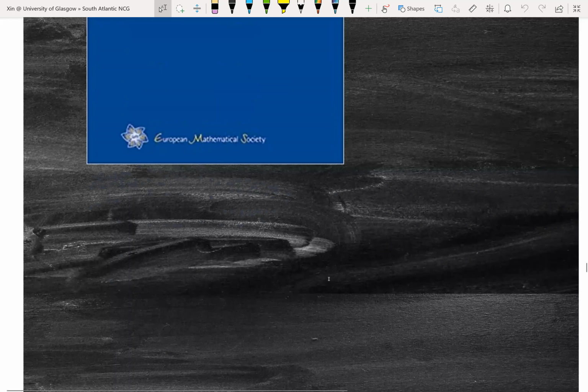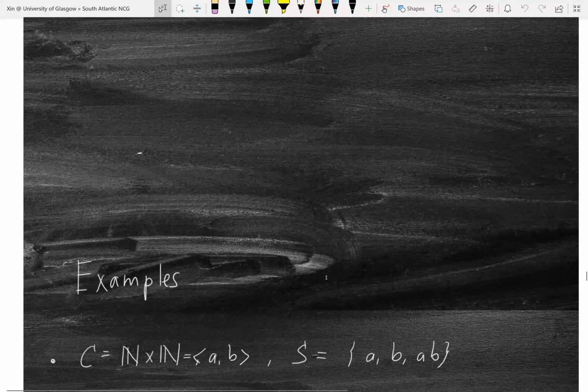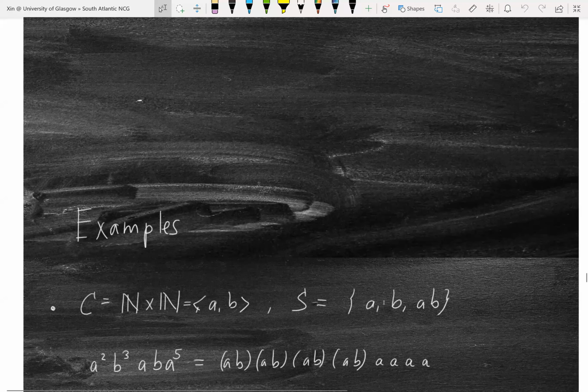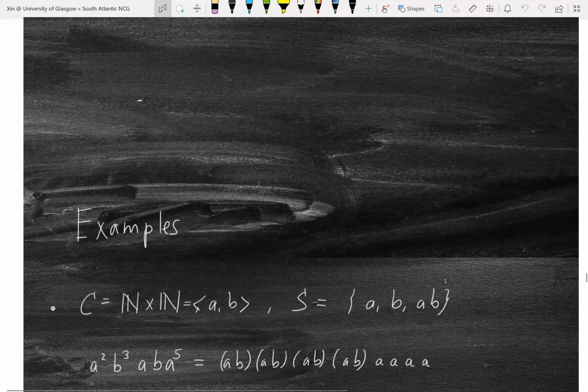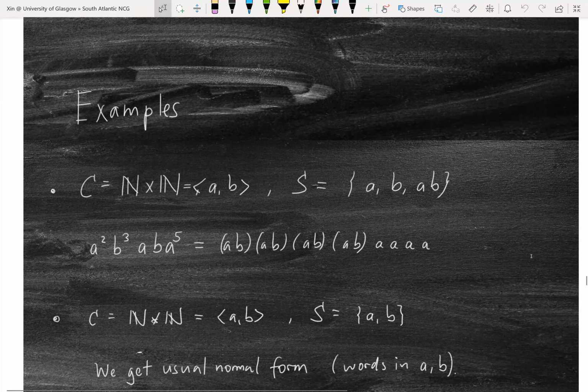Okay. So some examples. For instance, the free abelian monoid. There you can take for S this finite set A, B, and AB. The idea is that whenever you have a word, and here I'm trying to give an example of a normal form, you just take out as many powers of AB as you can, and then if you can't do any more, you're just left with either A or B, and then you just add that, and that's the normal form.